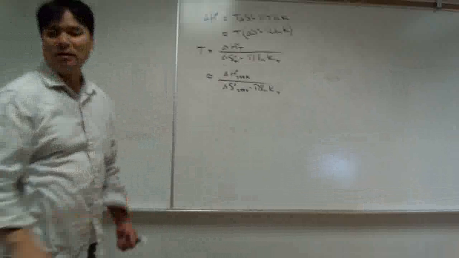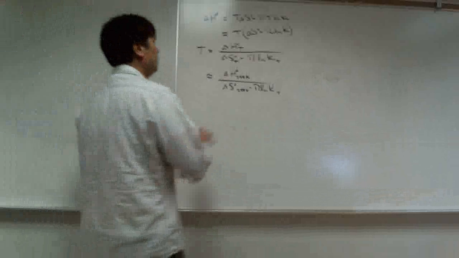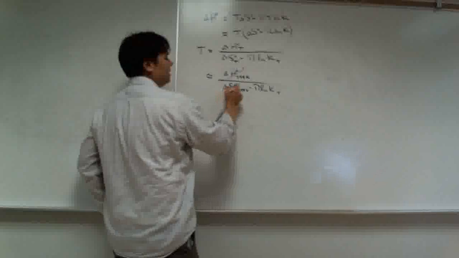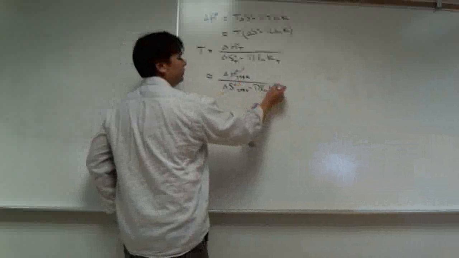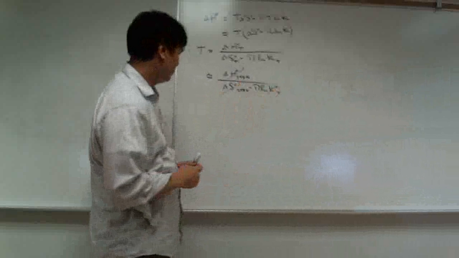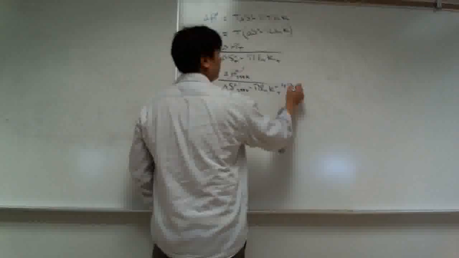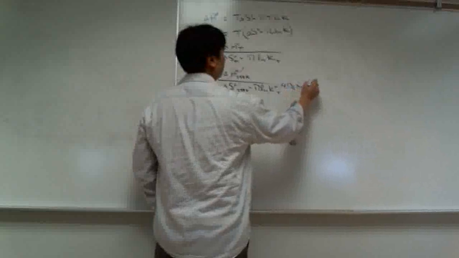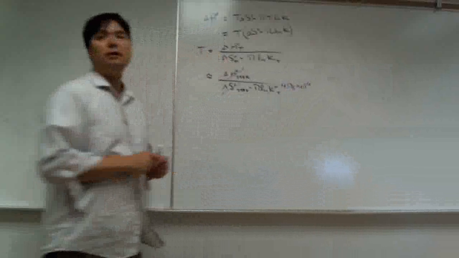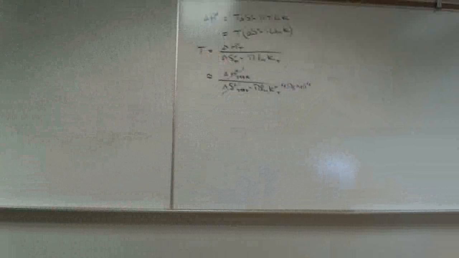And so let's plug in the numbers here. Delta H naught, delta S naught, K was what, 4.08 times 10 to the minus 4. And then recalculate the temperature.